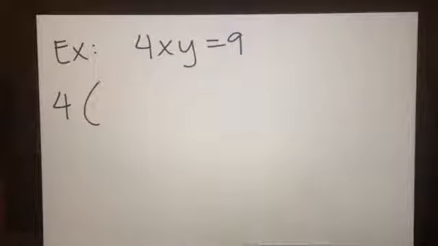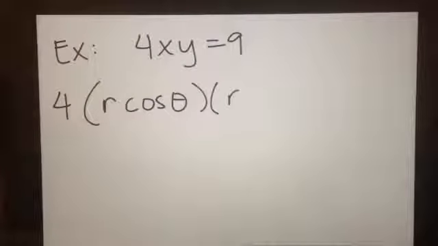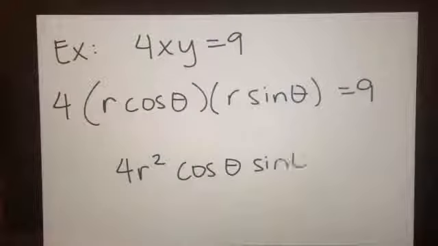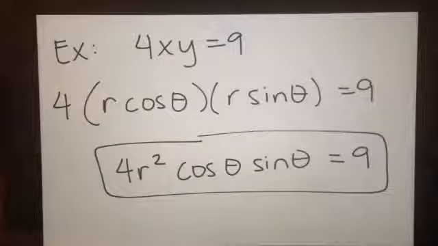All right, and then last one. Let's say we have an equation like 4xy equals 9. For the x, I'm going to replace it with r cos theta. The y is going to get replaced with r sine theta, and it equals 9. And so I'm just going to say this is 4r squared cos theta sine theta equals 9. Or you could subtract the 9 and make it equal 0. Either one of those answers would be fine.